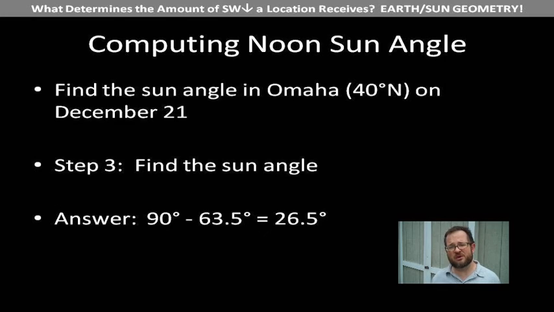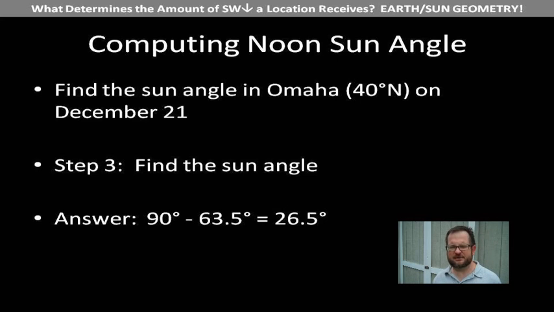That leads us to step 3, which is figuring out the sun angle. 90 minus that distance. 90 minus 63.5 is 26.5 degrees. Therefore, on December 21st in Omaha, the sun will only get at noon 26.5 degrees above the horizon. That's not very high at all. The day will be very short.